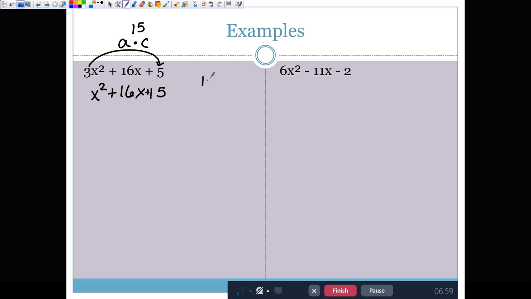If you find two numbers that multiply together to equal 15 but add together to equal 16, I have positive, positive, so my signs are going to be positive and positive. 1 times 15 is 15, and 1 plus 15 is 16. So I'm going to have x plus 1 and x plus 15. This is exactly the same as Friday.